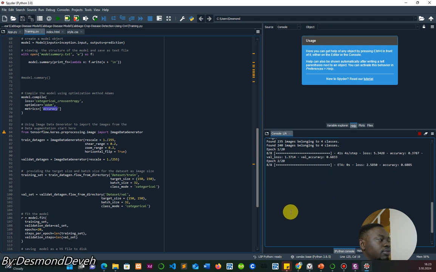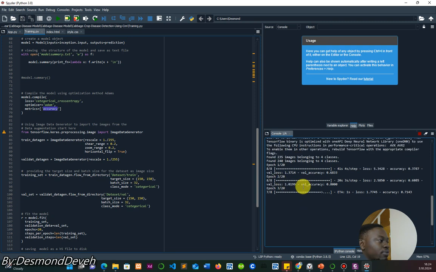And because of the computer system requirement, it's making it slow, but it will run over and over and over, up to 20, and then from there it will bring out the results. So for analysis, you can see that the validation loss is higher.